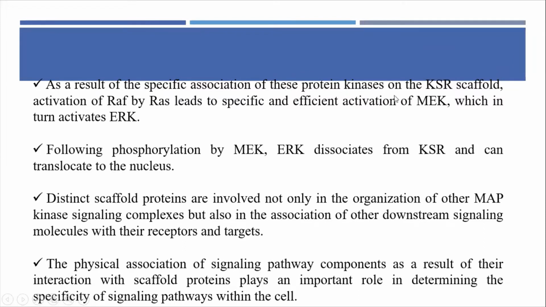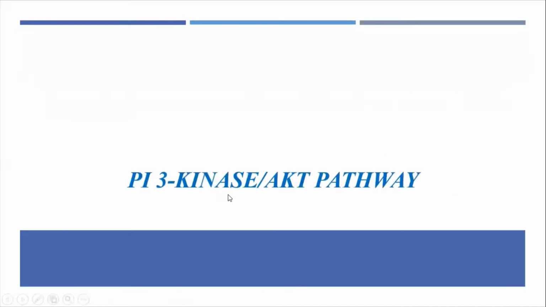So as a result of the specific association of these protein kinases on the KSR scaffold, activation of the RAF by RAS leads to specific and efficient activation of MEK, which in turn activates ERK. Following this, finally ERK dissociates from the KSR scaffold protein and goes into the nucleus. So there are different scaffold proteins for different MAP kinase signaling. This is how it helps in maintaining the specificity of the signaling pathways inside the cell.